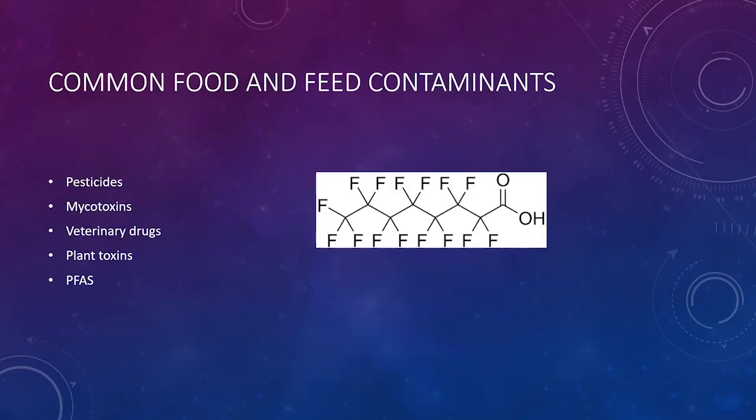Common feed and food contaminants, because I also work on animal feeds, are pesticides, mycotoxins, veterinary drugs, plant toxins, and PFAS. PFAS are the forever chemicals that everyone's talking about. As you can see, the one depicted here has a lot of fluorines on this compound, and it is a forever compound. It'll take hundreds of years to break down, and now we're finding it in almost every food commodity.